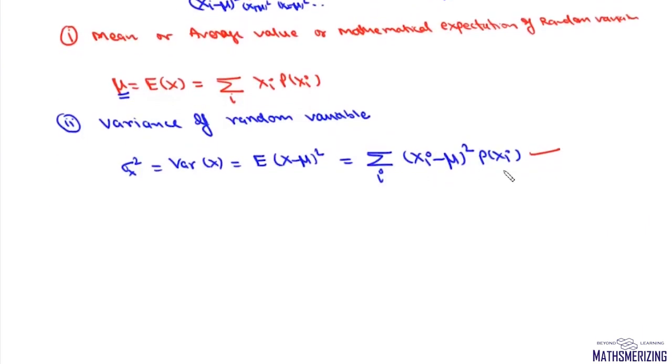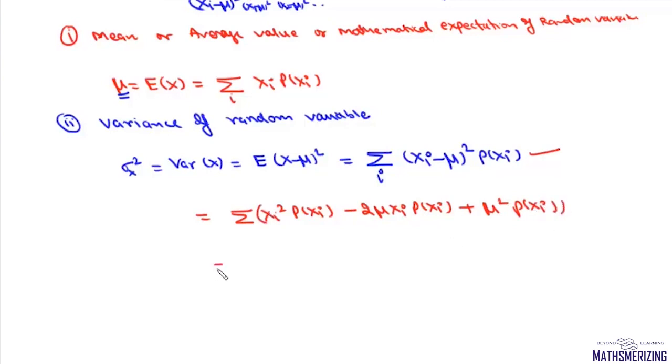Now if you want, we can simplify this expression. So we can write this as the summation of xi square into pxi minus 2 mu xi into pxi plus mu square into pxi. Now we can simplify this summation. We can write this as summation over all i xi square into pxi minus 2 mu summation xi into pxi plus mu square into this summation pxi.